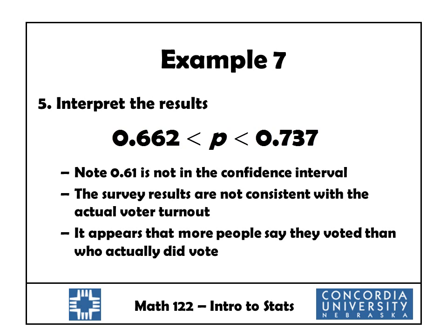So that means the survey results are not consistent with actual voter turnout. It appears that more people say they voted than who actually did. And that's common. People often give pollsters the answer that they think the pollster wants to hear as opposed to the true answer. Here they want to look like they're good citizens and vote, so they say they voted even when they didn't.